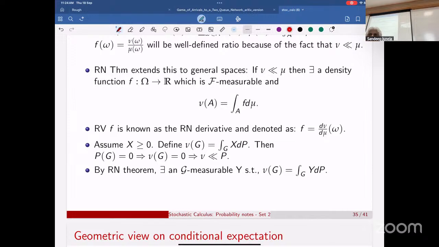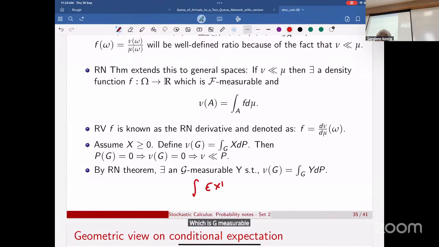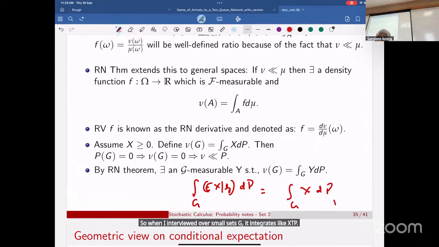What are we trying to show, first of all? Let's just be very clear. I'm trying to tell you that there's a random variable, which is G measurable, the expectation of X given G. This random variable exists. So when I integrate it over small sets G, it integrates like X dP for all G. I want to show you that such a random variable exists. It's G measurable. We don't have this right now. This has to exist.